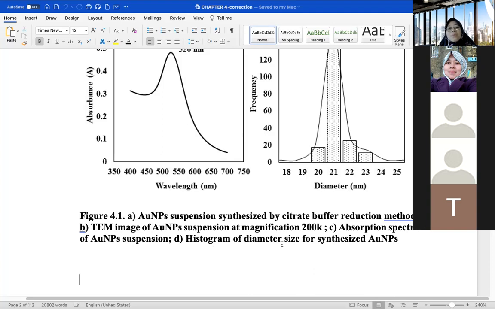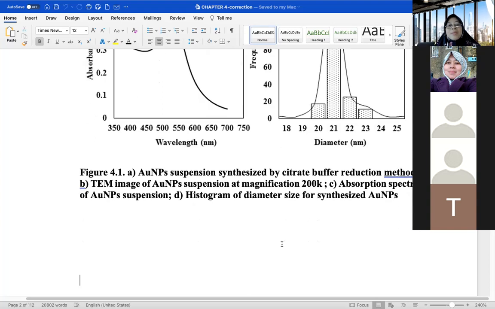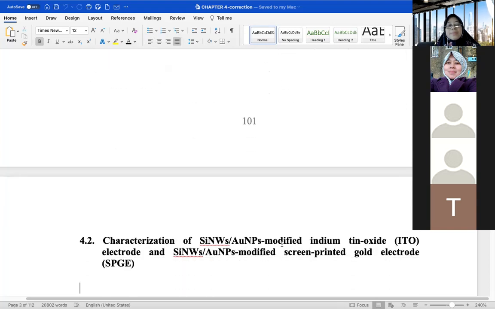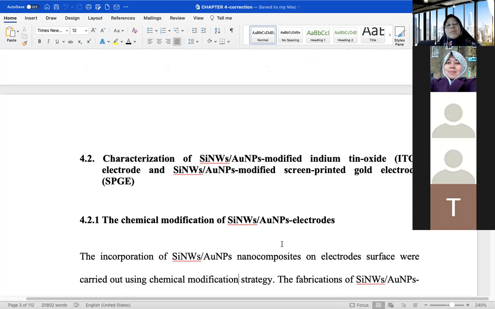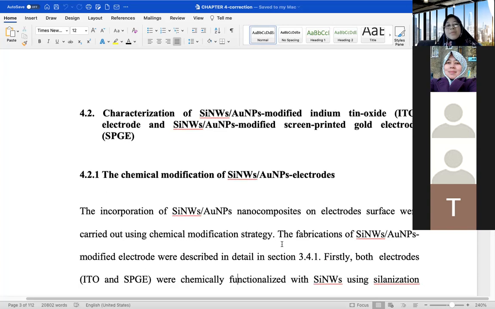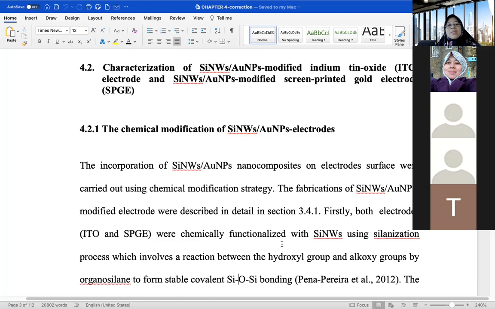Self-explanatory, okay? The reader does not have to refer to the text above. All right, and of course, he started with synthesis and then followed by characterization. Definitely, in this case, he wants to combine silicon nanowires and gold nanoparticles to modify electrodes. Again, you can see that he starts with a sentence.